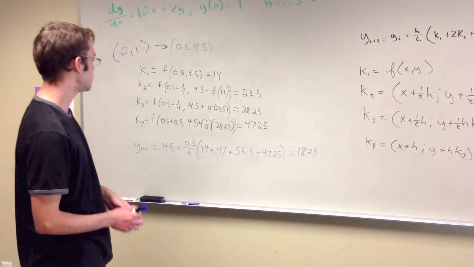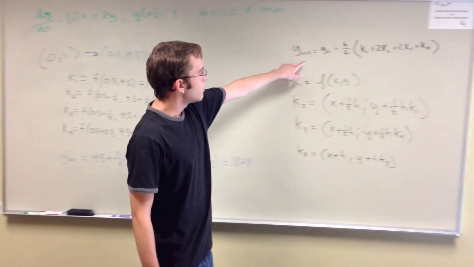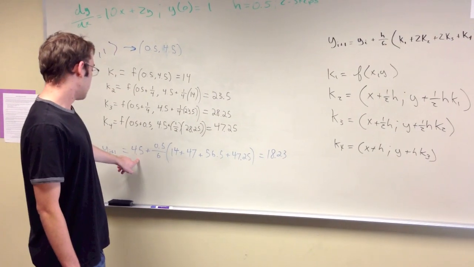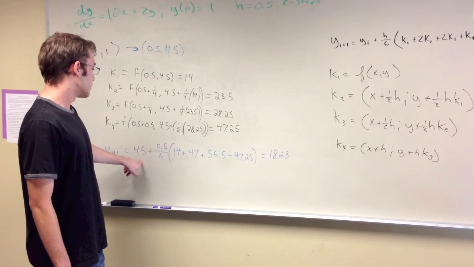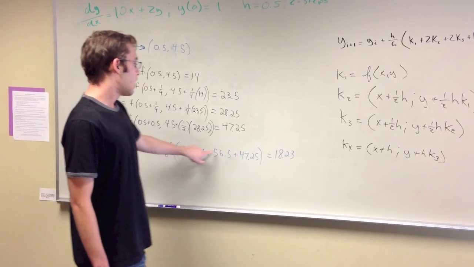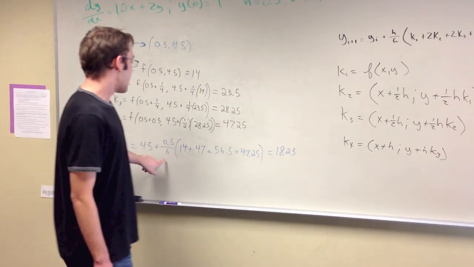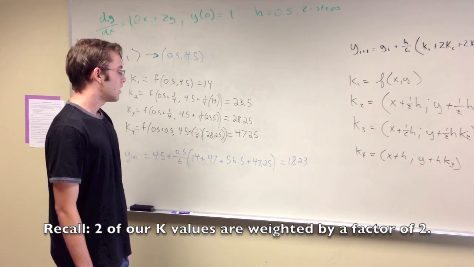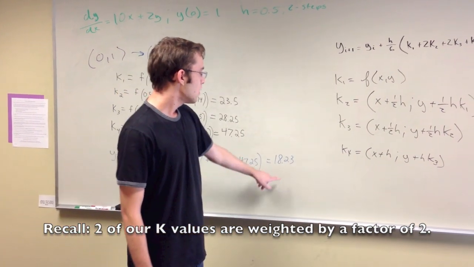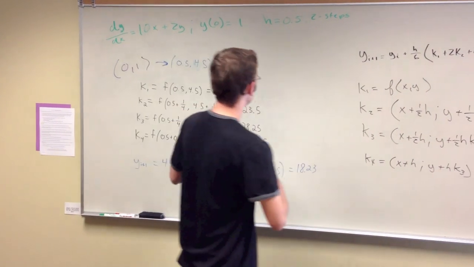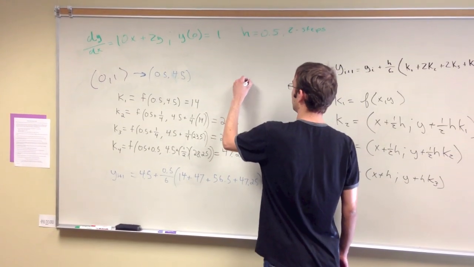So, in conclusion, looking back to our formula, we bring down the initial y we started with, 4.5, plus our step size, 0.5, times all of our k values, divided by 6, remember, because we have 6 elements, gives us our new y value of 18.23. And that is the value of our function at 1.